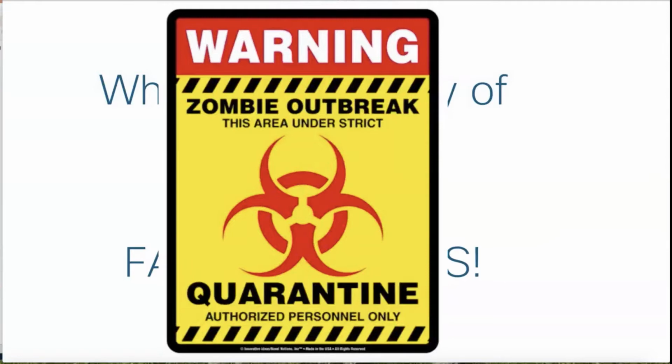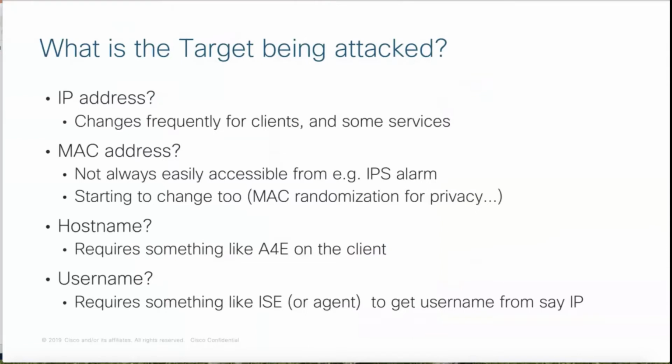Another problem we need to solve is defining what the target is that is being attacked. Typically, in Cisco products and in other products, we track the target by different attributes. We have the IP address. Unfortunately, the IP address, as reported when an IPS or something discovers an alarm, changes frequently for clients and some services as well. We have MAC addresses, but they are not always easily accessible by your firewall, etc., because they are not layer 2 adjacent.